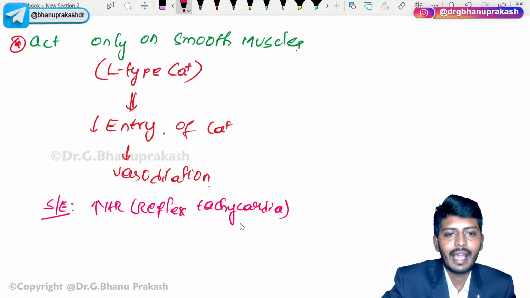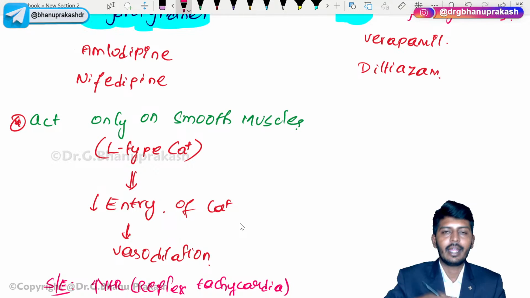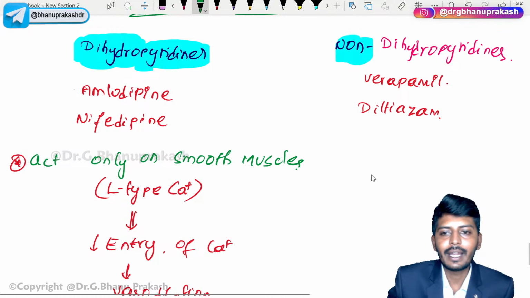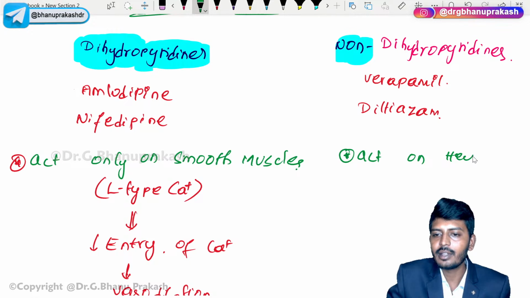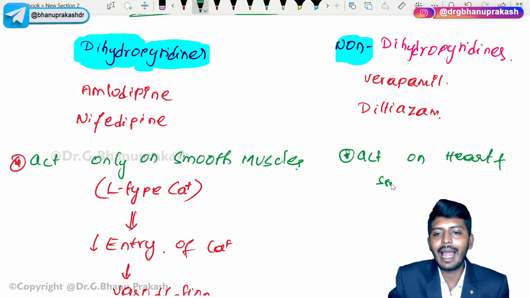So please understand, I will talk about other side effects eventually. First, let's talk about non-dihydropyridine. Non-dihydropyridines act where exactly? On the heart also? Yes, sir, of course. And also on the smooth muscle. They act on the heart and smooth muscle.